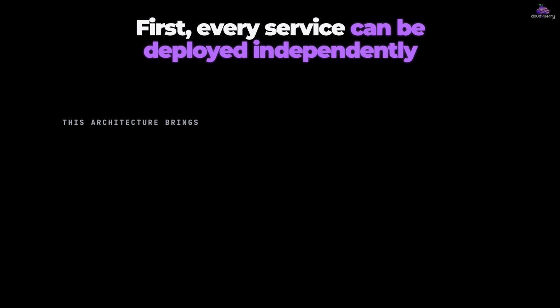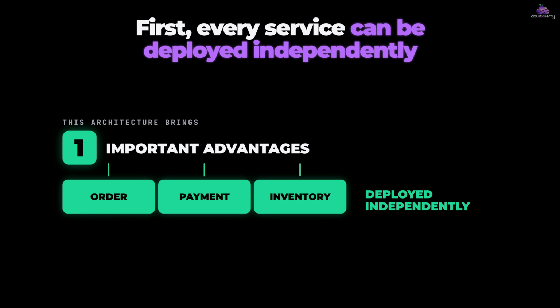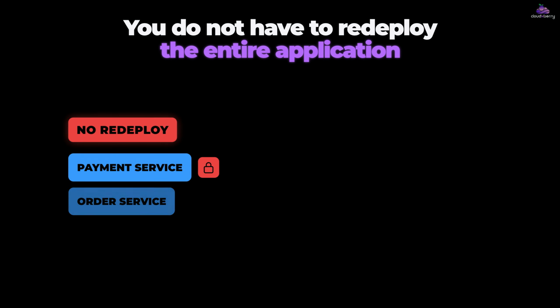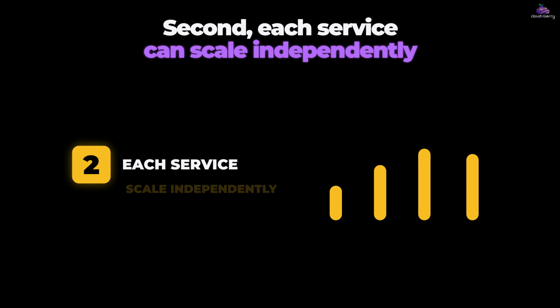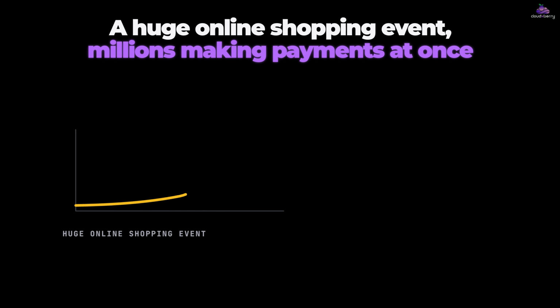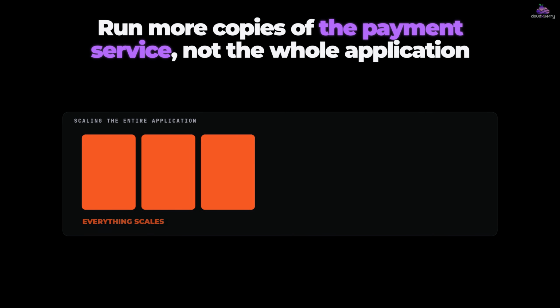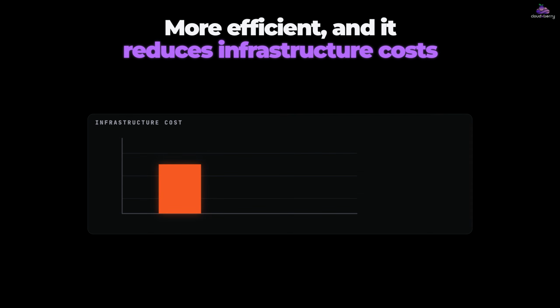This architecture brings several important advantages. First, every service can be deployed independently. If you fix a bug in the notification service, you only deploy that service. You do not have to redeploy the payment service, the order service, or the entire application. Second, each service can scale independently. Imagine a huge online shopping event where millions of people are making payments at the same time. Instead of increasing resources for the entire application, you can simply run more copies of the payment service. This makes the system more efficient and reduces infrastructure costs.